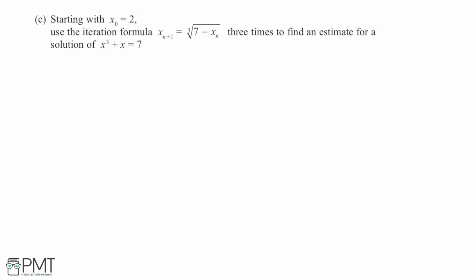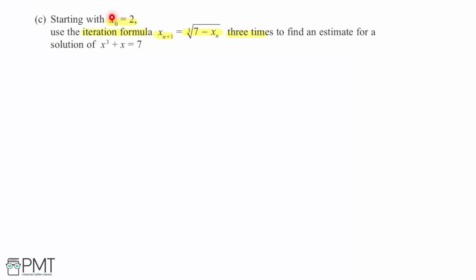So now for this part of the question, we're asked to, starting with x0 equals 2, use the iteration formula xn plus 1 is equal to the cubed root of 7 minus xn, which is the equation that we rearranged to find in part B. We're asked to use that iteration formula 3 times to find an estimate for a solution of x cubed plus x is equal to 7, which is the equation that the iteration formula has come from.